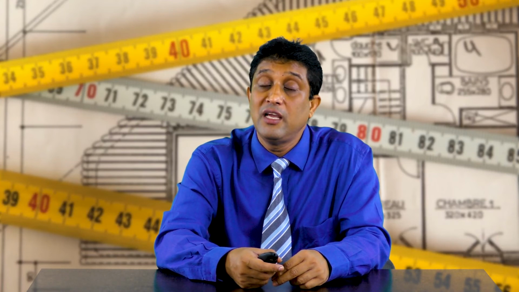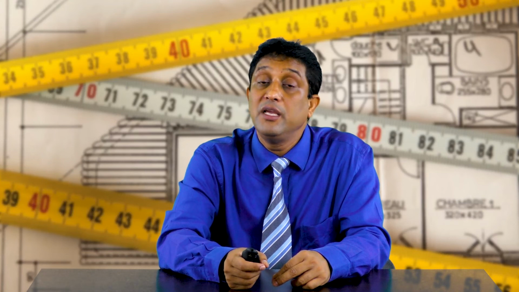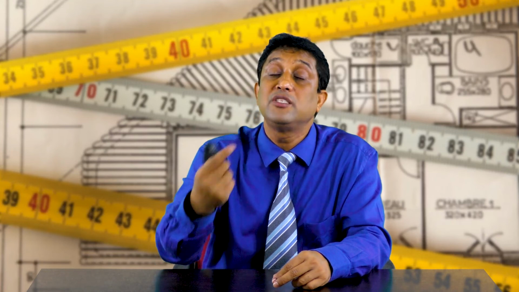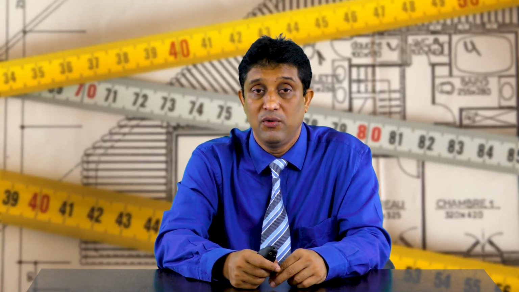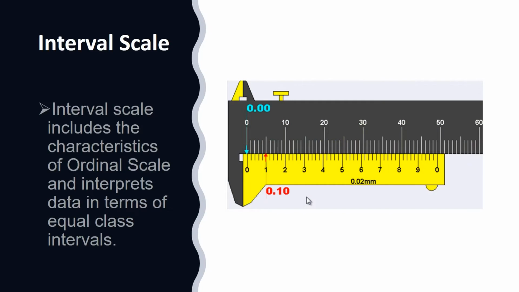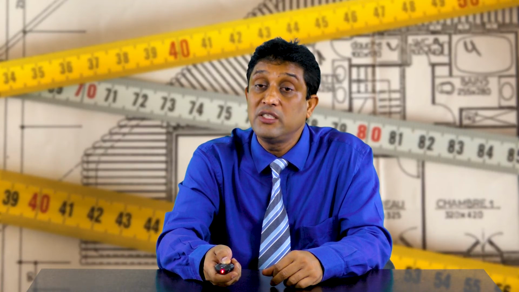As I have already said, in ordinal scale the data that you will get is in raw form, or you can say the data is individual data. But when we talk about interval scale, it means the raw data will be converted into group data, into certain class intervals, and these are also called equal class intervals, okay. Interval scale includes the characteristics of ordinal scale and interprets data in terms of equal class interval, okay. So it includes all the characteristics of ordinal scale.